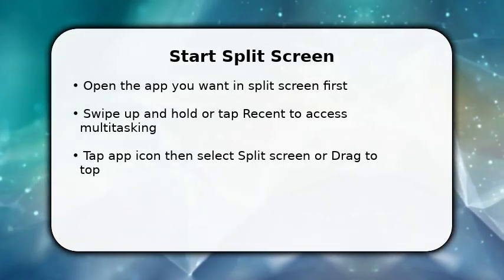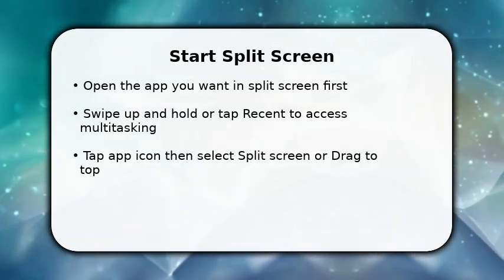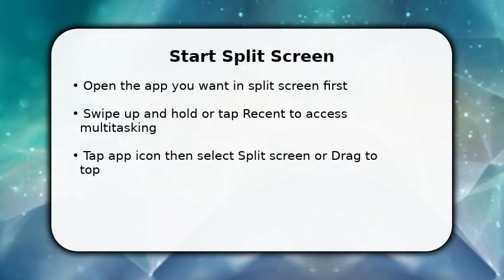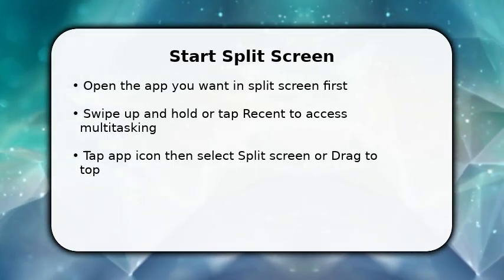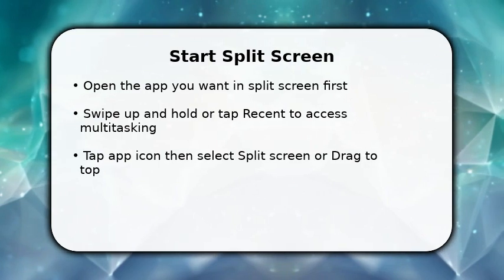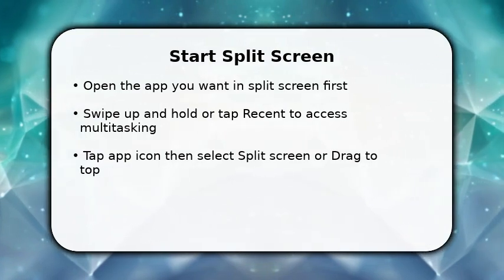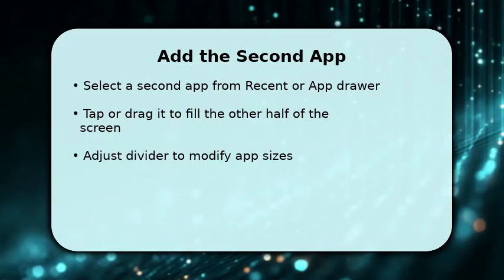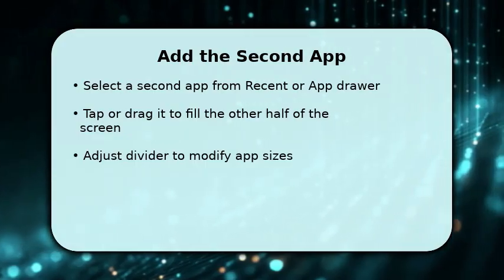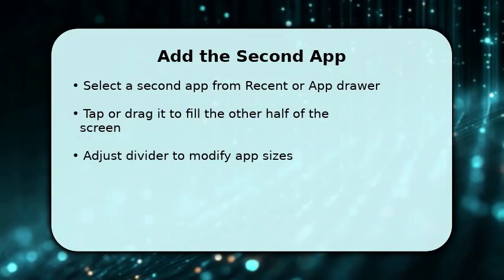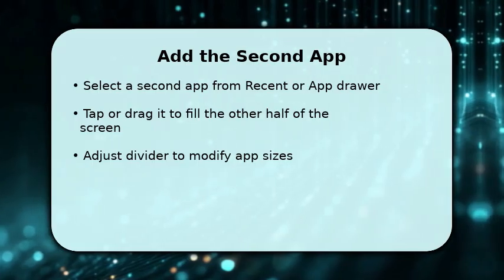This step sets up the first pane so you can add the second app without losing your current view or data. Next, pick the second app you want side by side. You can select it from Recent or open it from the app drawer. Once chosen, tap or drag that app into the empty half of the screen. Android will dock it opposite the first app.